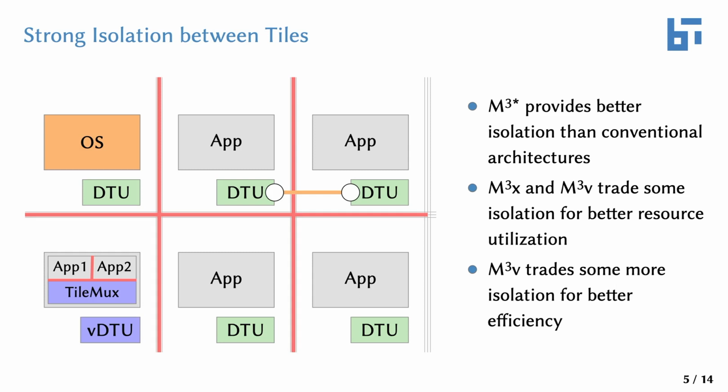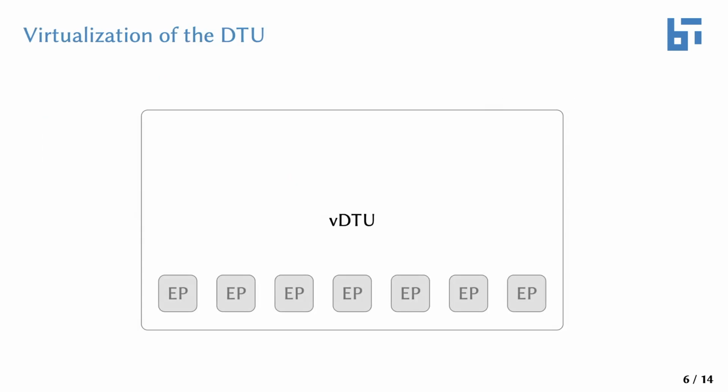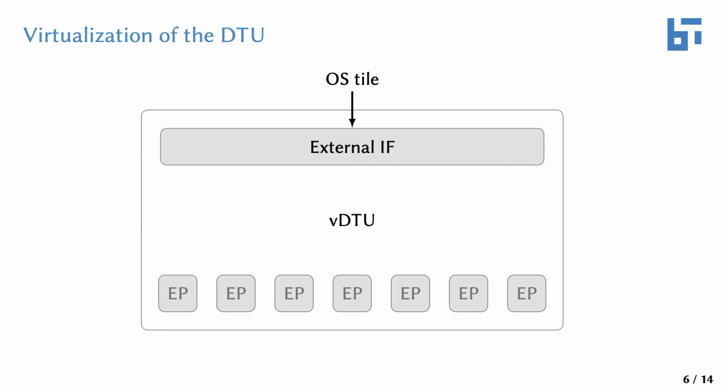Okay, so now let us look at the virtualization of the DTU. The most important resource in the DTU are the endpoints, and these endpoints represent communication channels between DTUs. As I said before, only the operating system tile can establish these communication channels, and therefore there is a dedicated interface, the so-called external interface in the DTU, that allows to configure such communication channels. That means the operating system can configure these endpoints to different types of endpoints at runtime. For example, a send endpoint to send messages to others, or a receive endpoint to receive such messages from others.